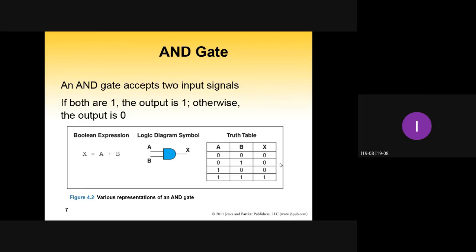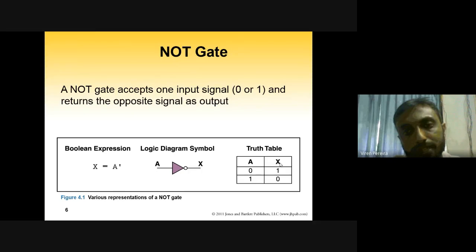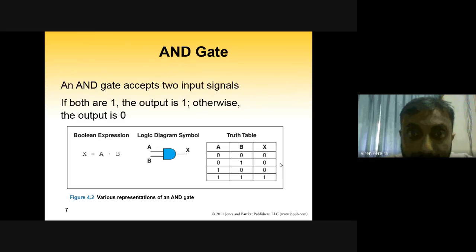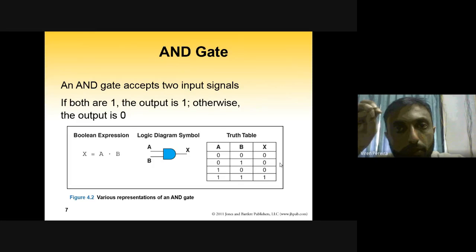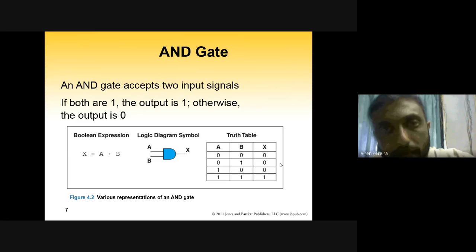Yes, sir. Now you have your AND gate. An AND gate accepts two input signals. Obviously, you'll say, sir, the NOT gate only takes one signal. Obviously, it will be one signal because it's the inversion. For an AND gate, you require two inputs because it's a multiplication operator. A will be multiplied with whom? B. So it requires two or more.